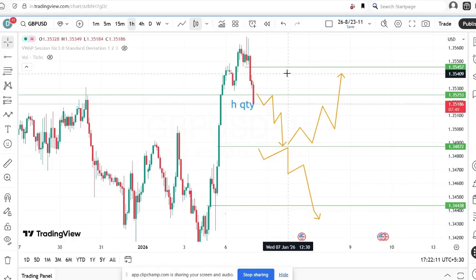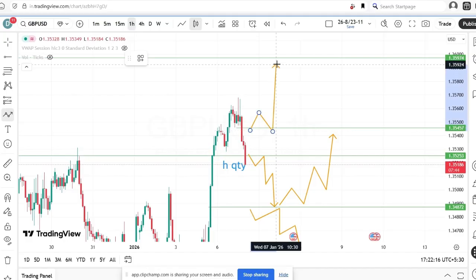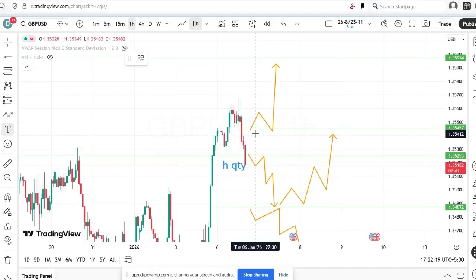Okay, and above this level we have to look for buying opportunities, and this will be a no trade zone.